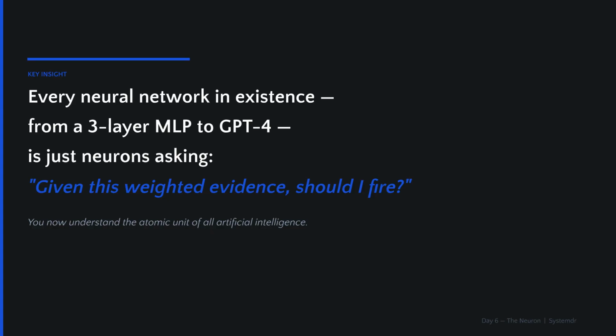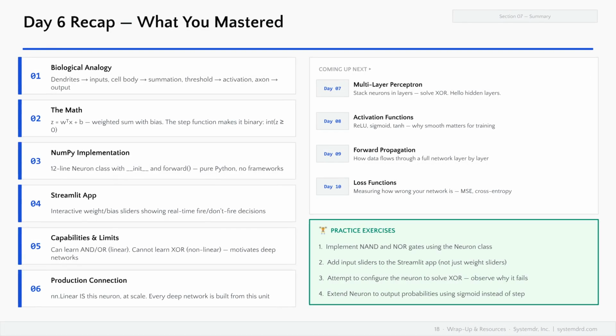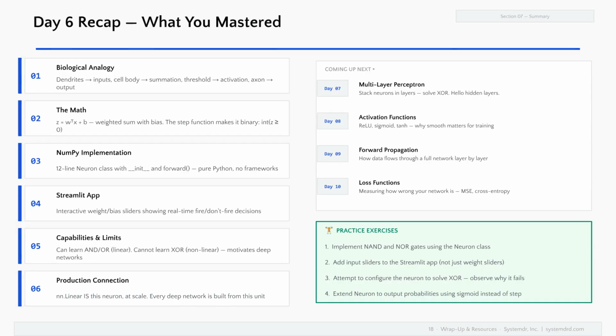You now understand the atomic unit of all artificial intelligence. To recap Day 6, you mastered the biological analogy, the core math of the weighted sum, and the implementation in NumPy and Streamlit. You learned the limits of a single neuron, such as its inability to solve XOR, and saw its connection to production frameworks. Next, we will explore multilayer perceptrons, activation functions, and loss functions.